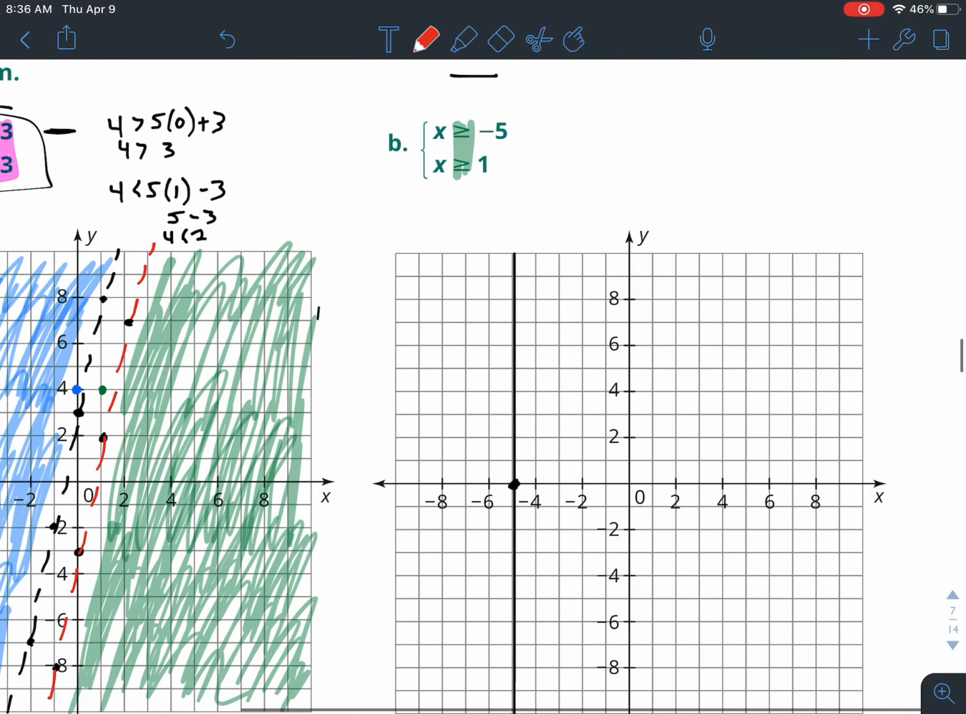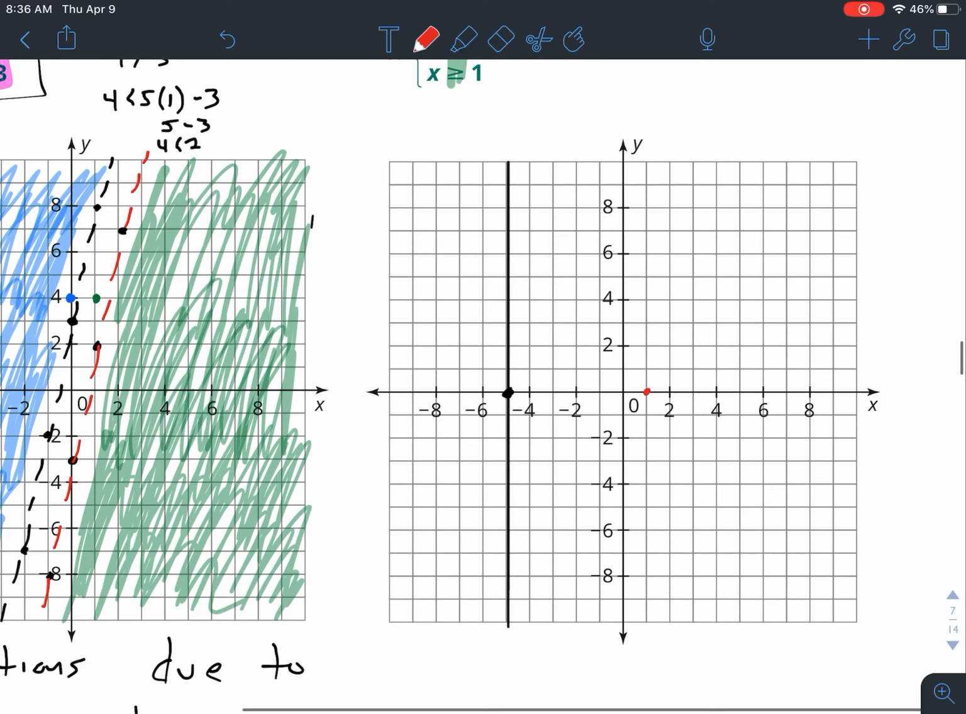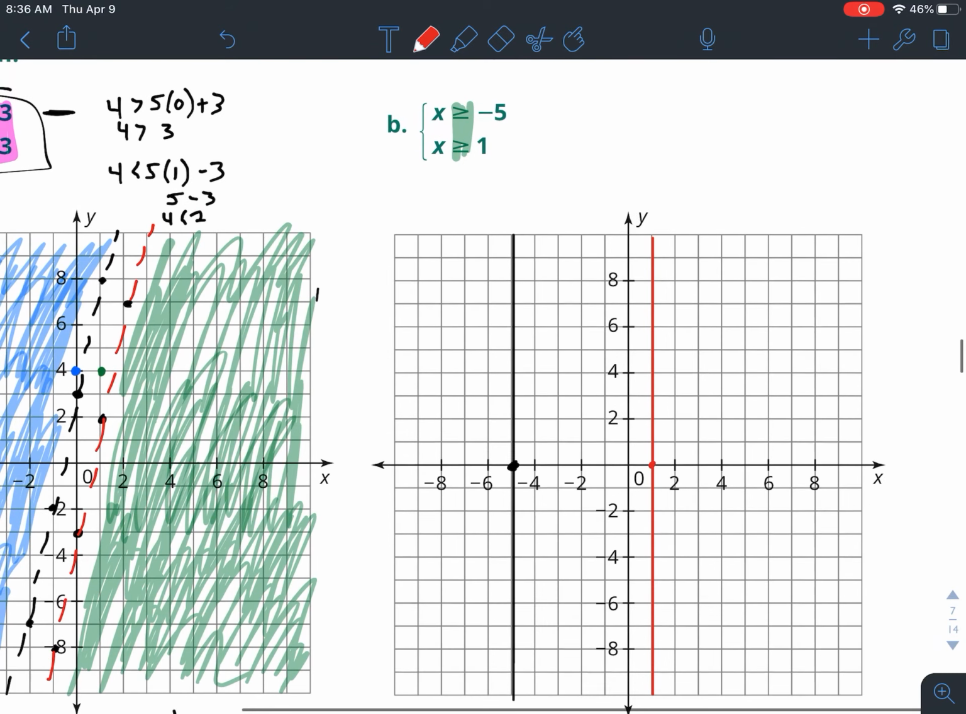Okay, I'm going to use another color for the next one. X is greater than or equal to 1. So 1 is our point. And the same thing, since there is no y, we just draw a single vertical line straight down like that. There's our two lines. Now we got to see which sides work.